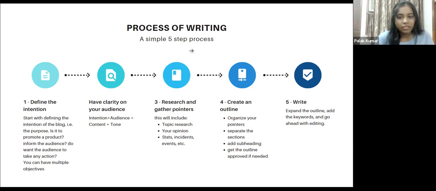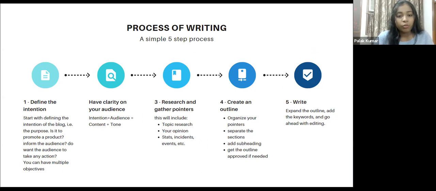The third step is research, right? You have to do your research. You have to gather your pointers. You have to write down your own opinion. You have to compile the stats, incidents, events, news, or whatever examples or anything. The next step is you create an outline. Now, outline is mostly optional, but I always prefer that you do that.